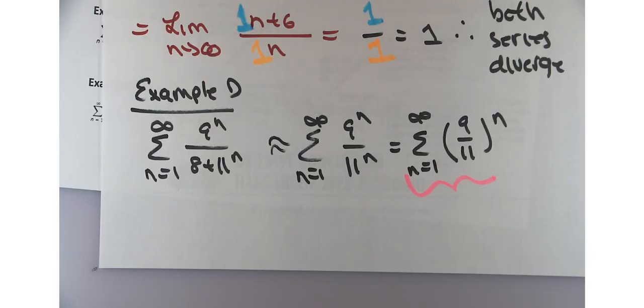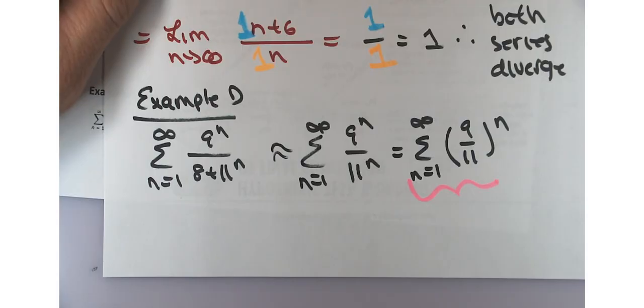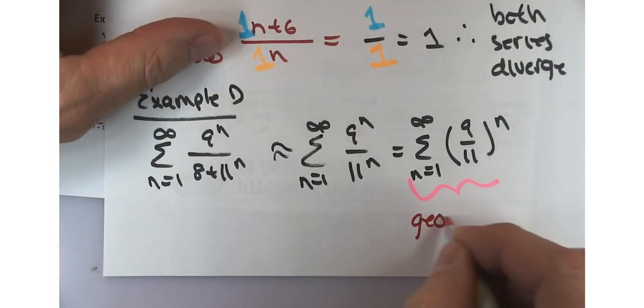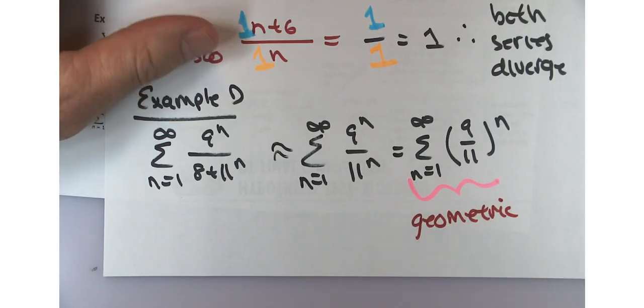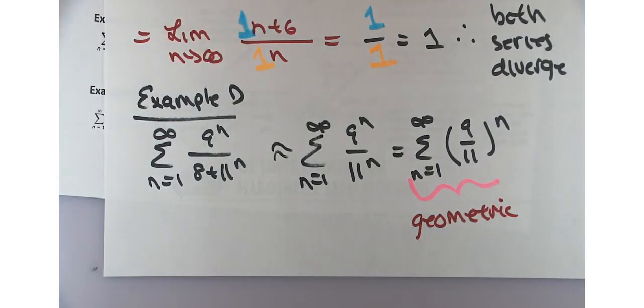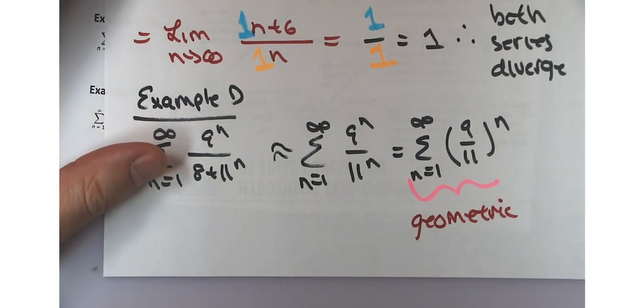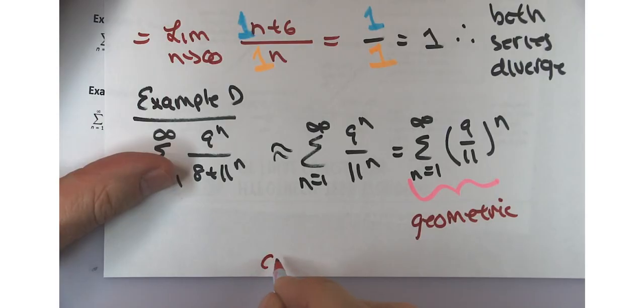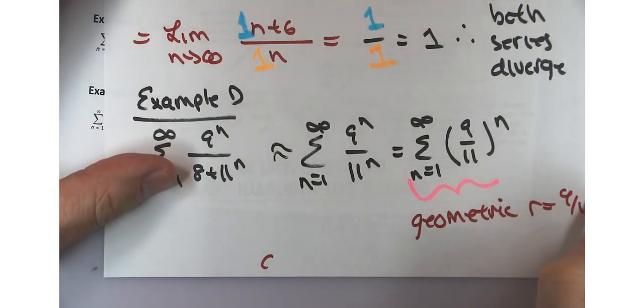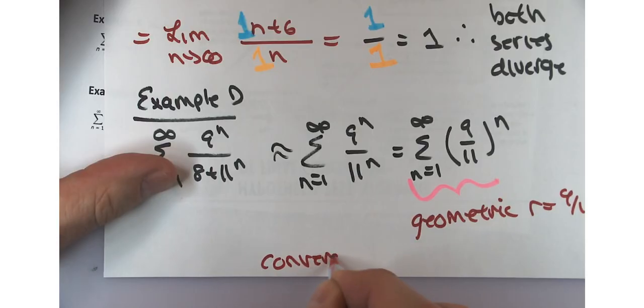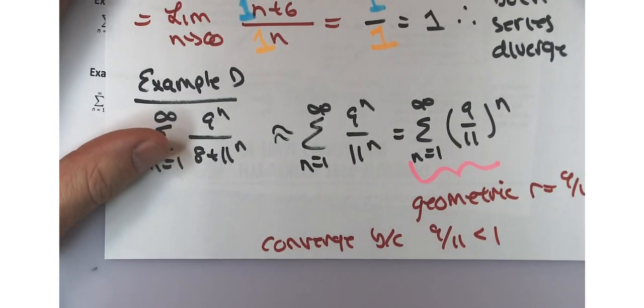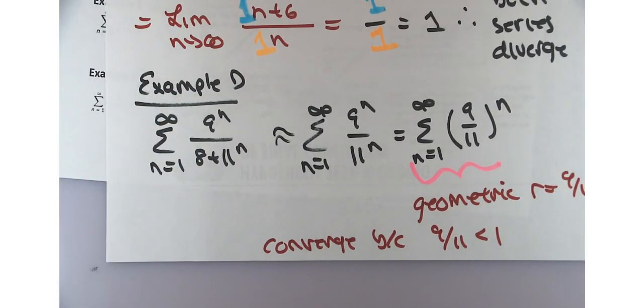Got nothing on that one? Come on, somebody. Say again? Geometric series. Geometric, yeah. Does it converge or diverge? Good. Converges, why? Converges because 9 over 11 is less than 1. Okay, so we've got a nice convergent series that we can compare it to. So we think that they both probably converge.